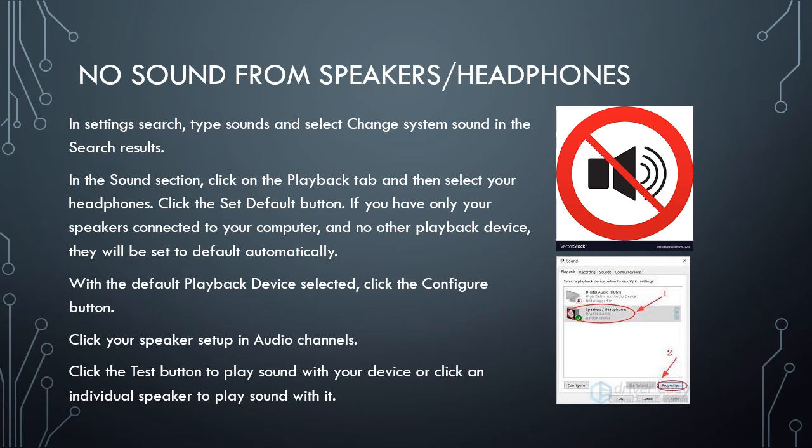No sound from speakers or headphones. The way to fix this is, in the search settings, type sounds and select change system sounds in the search results. In the sound section, click on the playback tab and then select your headphones. Click the set default button. If you only have your speakers connected to your computer and no other playback device, they will be set to default automatically. Click no, with the default playback device selected, click the configure button. Click your device speaker setup in audio channels, and then click the test button so you can test if your mic is working or not.